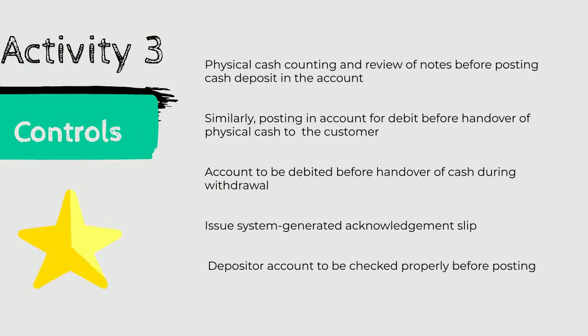The control factors under this activity can be physical cash counting and review of notes before posting cash deposit in the account. Similarly, posting in account for debit before handover of physical cash to the customer. Account to be debited before handover of cash during withdrawal. Issue system generated acknowledgement slip. Depositor account to be checked properly before posting.